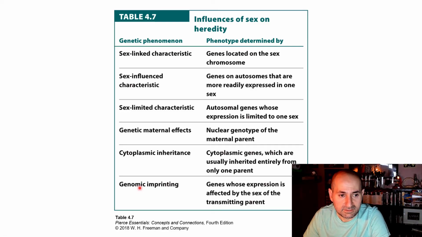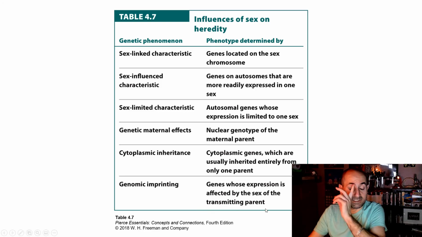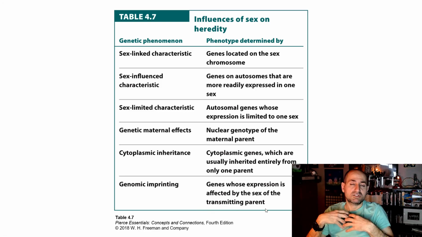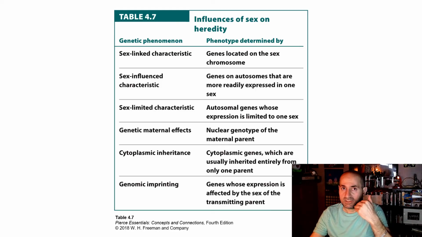Okay, and genomic imprinting. This is where genes whose expression is affected by the sex of the transmitting parent. So again, like I said, you could inherit an allele from your mom, but it might be silenced due to methylation or something, just by way of being inherited from that parent.